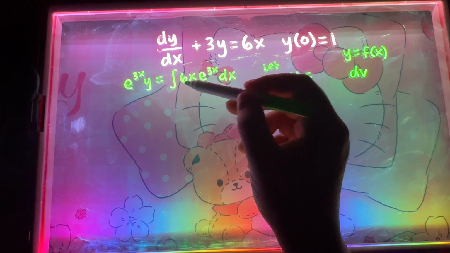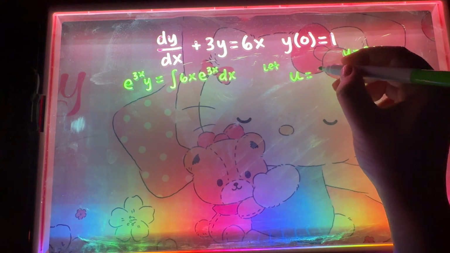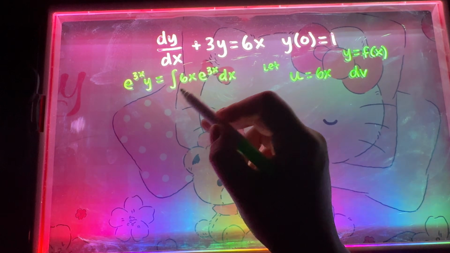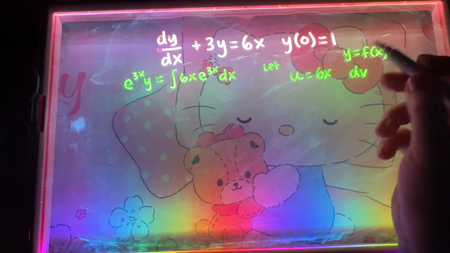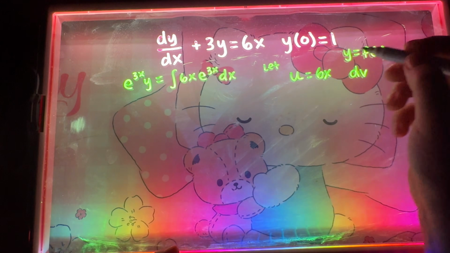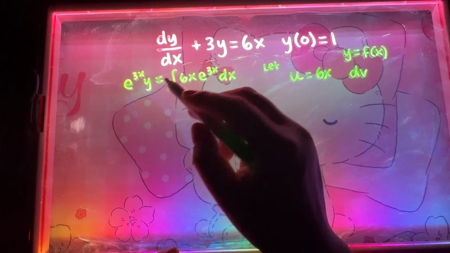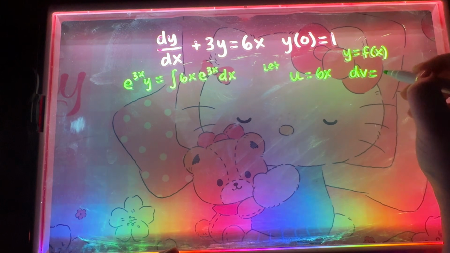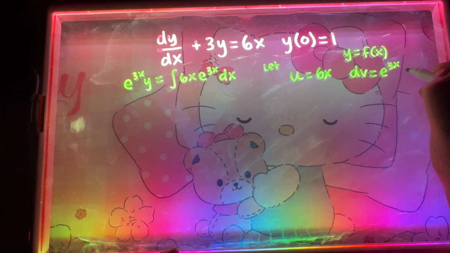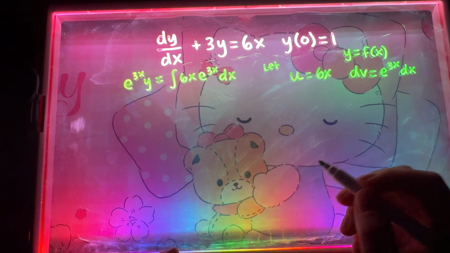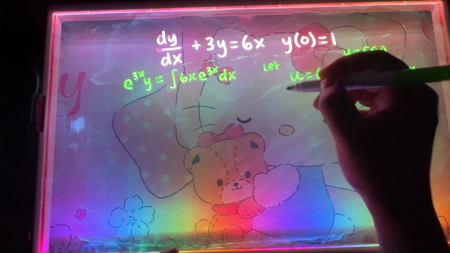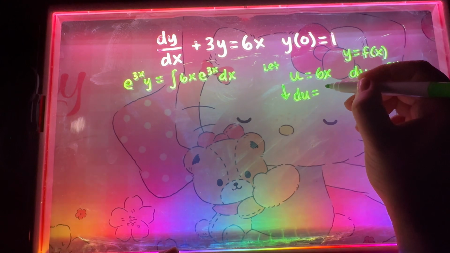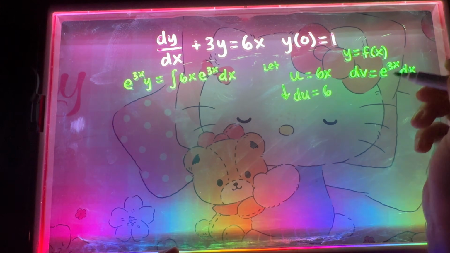But if we look at the 6x term, when we take the derivative, it becomes a constant. So technically you can pull the 6 out first and then just work with the x, but it doesn't really matter. I'll just keep it here. So in this case, I'm going to let 6x be my u part, and e to the 3x dx be my dv part for my integration by parts. And from these choices, I calculate du, which is 6 here. The derivative of 6x is just a 6.